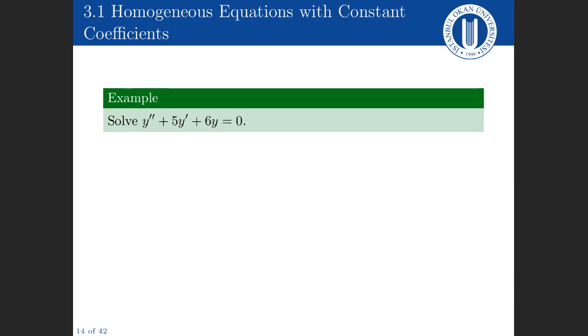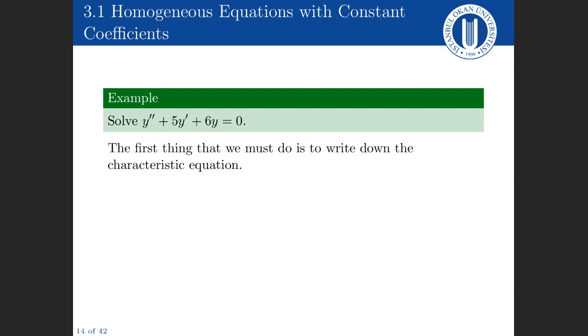For example, solve y double prime plus 5y prime plus 6y is equal to 0. The first thing we need to do is to write down the characteristic equation.